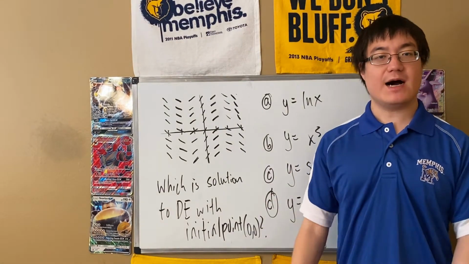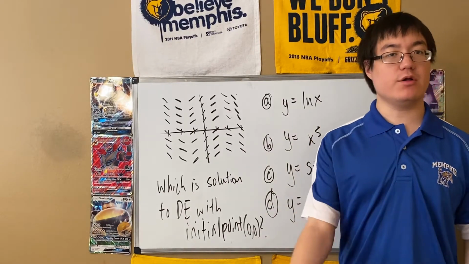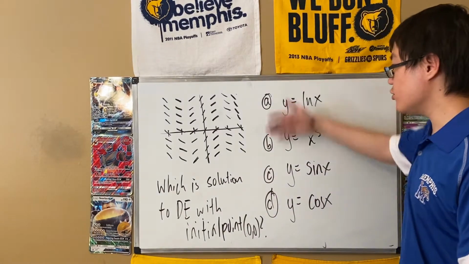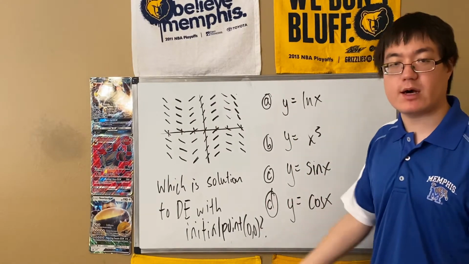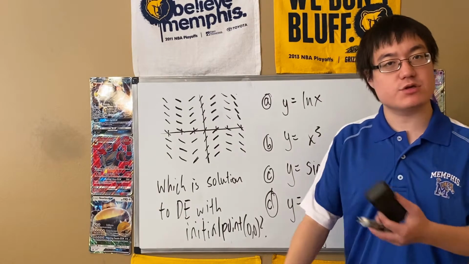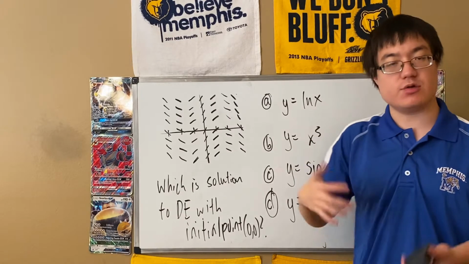So this is going to be our final question on slope fields. This is going to be a slightly different question than all the other ones that came before. Again, notice that the answer choices are not dy/dx equals something, dy/dx equals something. They're not the differential equations themselves. They're actually the function: y equals ln of x, y equals x cubed, and so on.